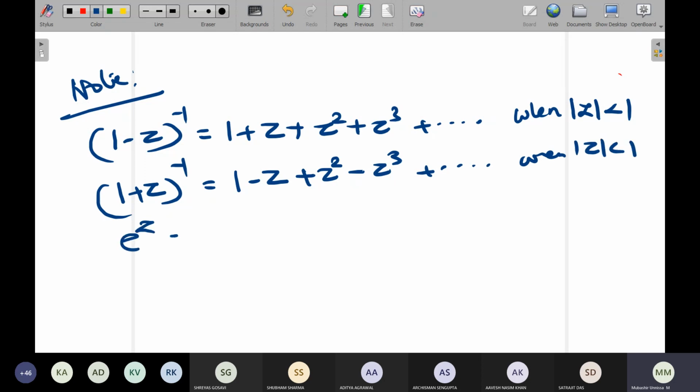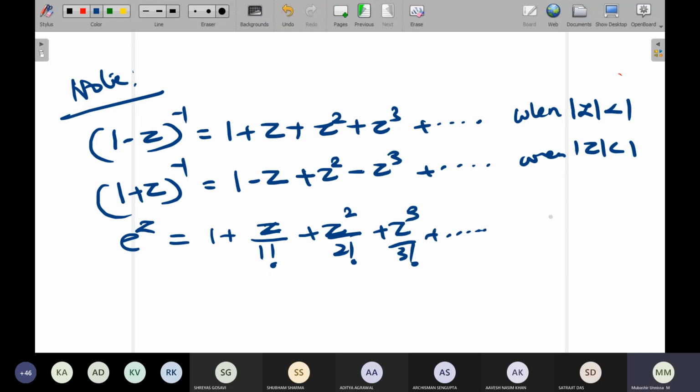Other than that, you remember what is e power z expansion? E power x expansion, you know, no? Same thing will be in terms of z. 1 plus z by 1 factorial plus z square by 2 factorial plus z cube by 3 factorial and so on. This series is valid for all z, that is, mod z is less than infinity.